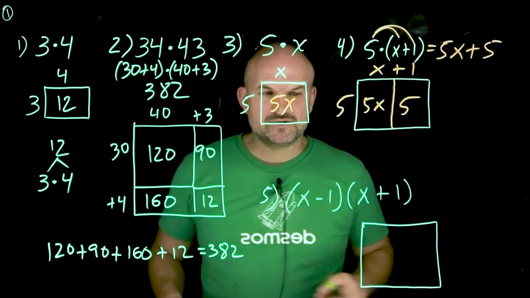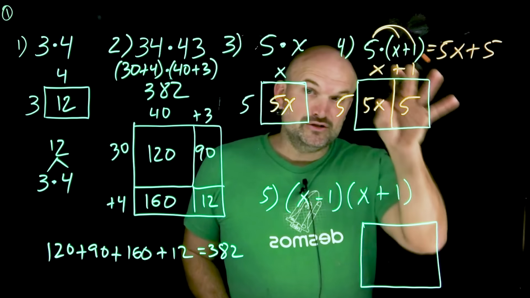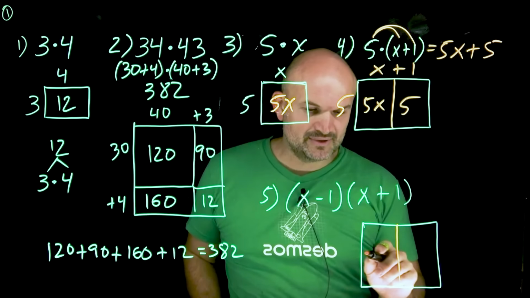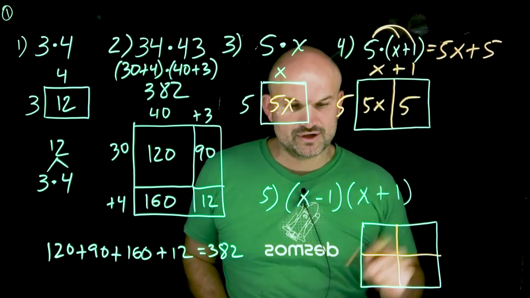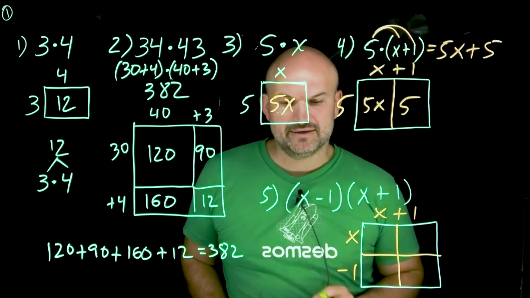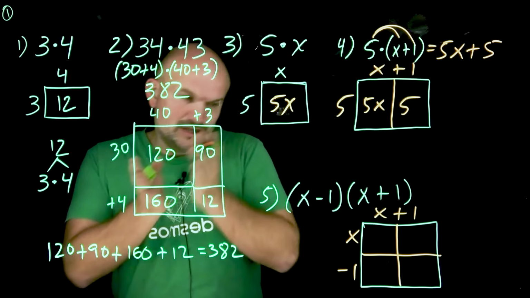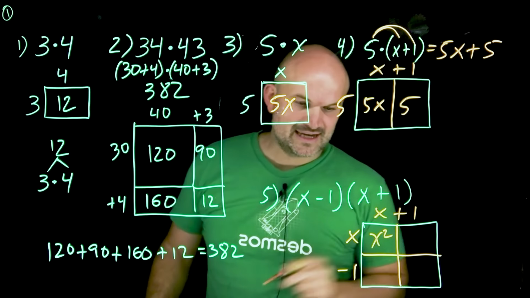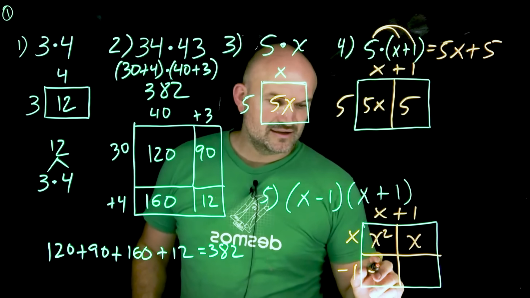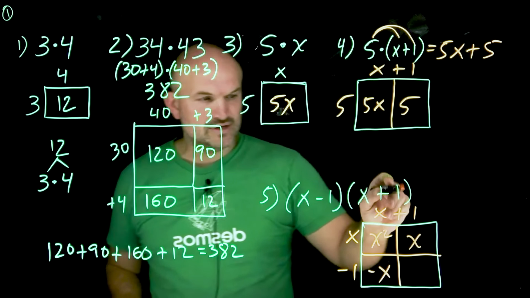Now, what about x minus 1 times x plus 1? And again, I'm going to use the same method for these two to represent this. What I'm simply going to do is break this up into 4 quarters. I'll just use x plus 1 on top and x minus 1 on the bottom. And again, using the idea that I did over here, x times x is going to be x squared. x times 1 is going to be x. x times negative 1 is going to be a negative x, and negative 1 times 1 is going to be negative 1.